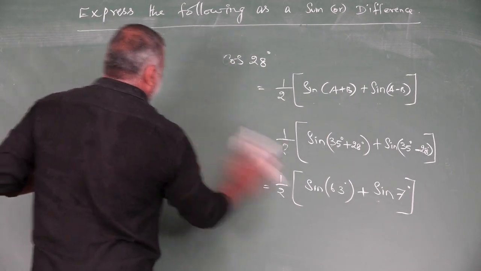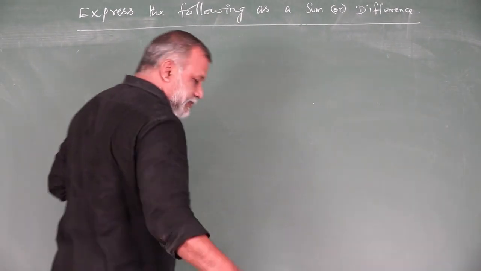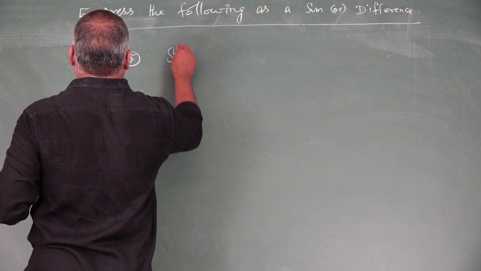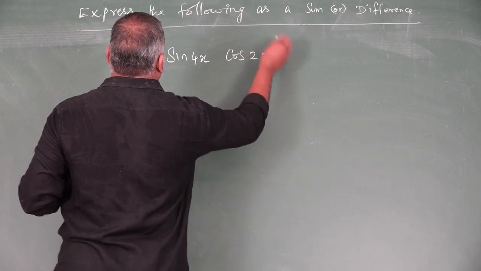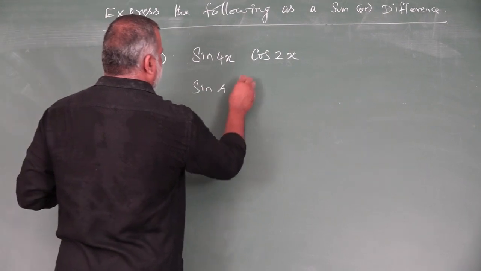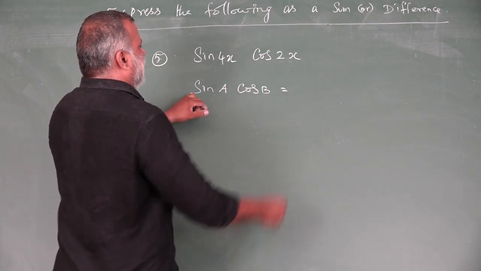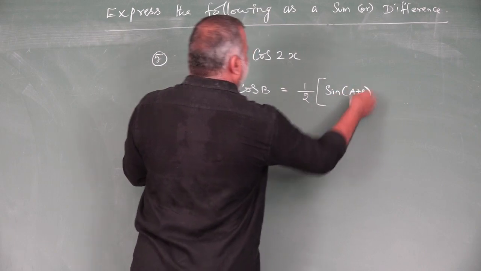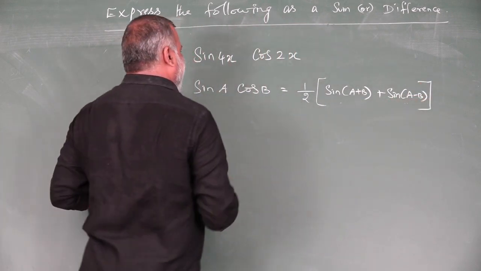Now once again, sum number 5. Here you are going to work out sum number 5. Sine 4x, then cos 2x. Again we are working with the same condition: sine A cos B. If we want to find sine A cos B, we can get half into sine of A plus B, then plus sine of A minus B. We are using the same concept many times.